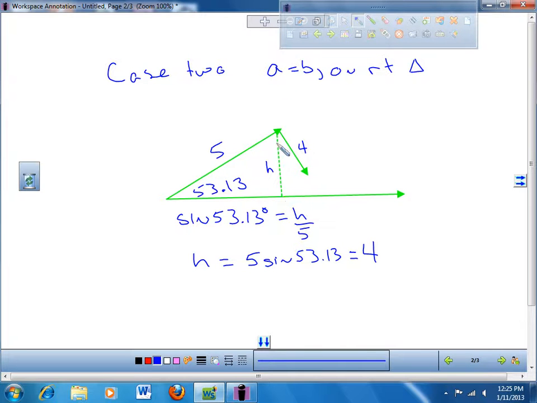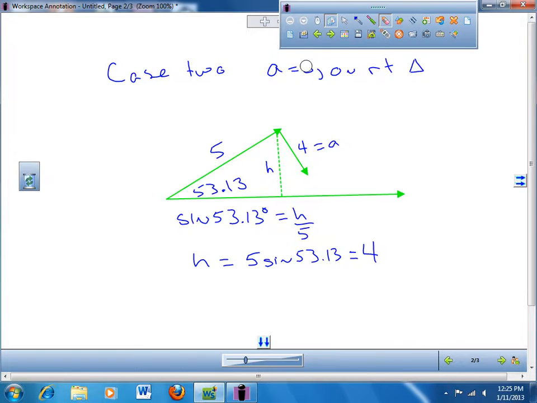So that's the case in which A, which is this side, oh, that shouldn't say A equals B. That should say A equals h. So if this opposite side is equal to the height of the triangle, does it come out to be 4? It's 3.999. Essentially it's 4. It's impossible to get it exactly perfect unless it's a special right triangle or something like that. But yeah, it comes out to be 4. So that's case 2. That was easy, right? Now it gets harder.